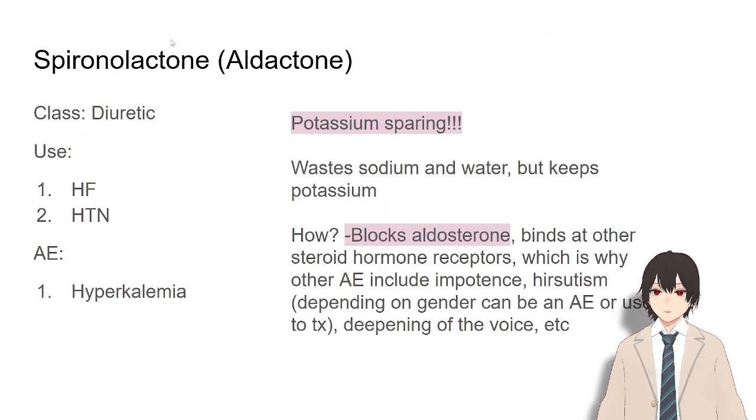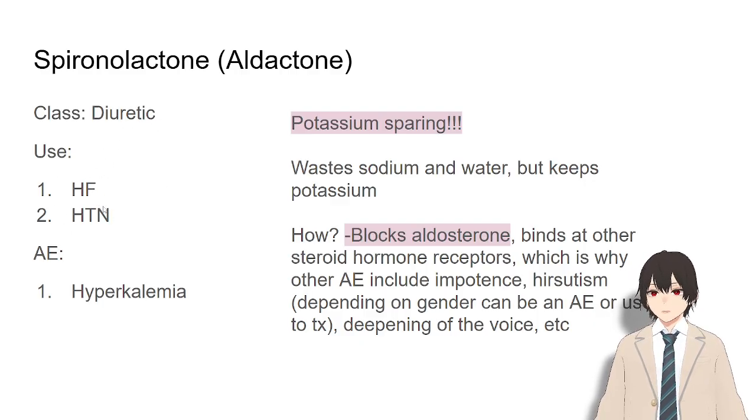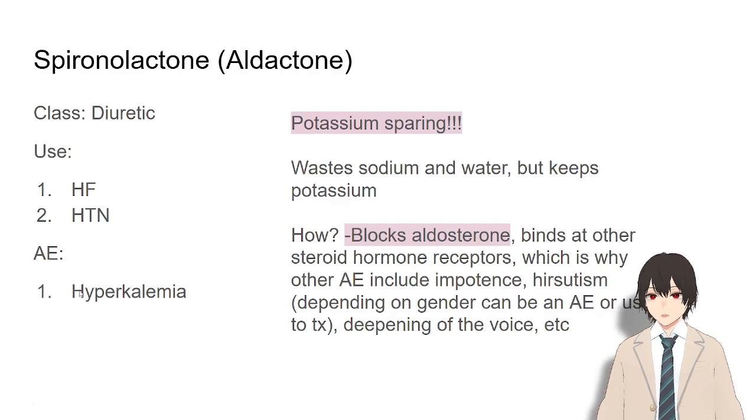Spironolactone, which is the last drug we're going to be talking about today. The brand name is Aldactone, and the class is a diuretic, okay? And like most diuretics, when used in a cardiac case, it's usually for heart failure and hypertension to basically ease the workload of the heart. The big adverse effect is that it can cause hyperkalemia.